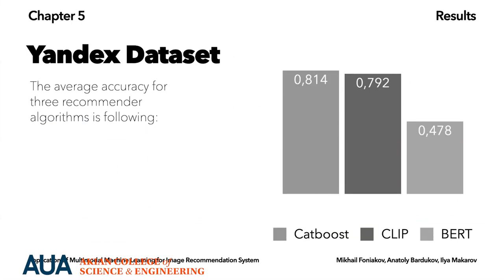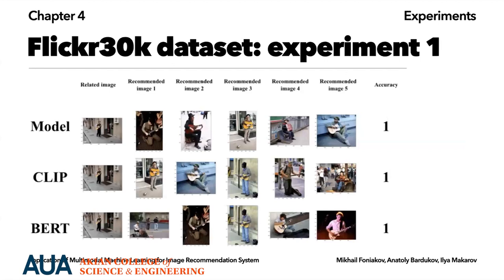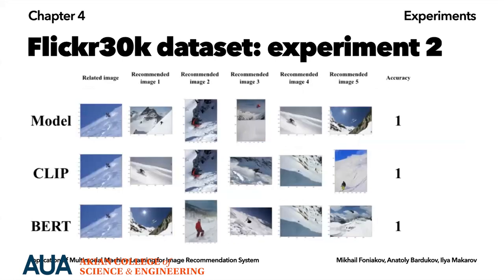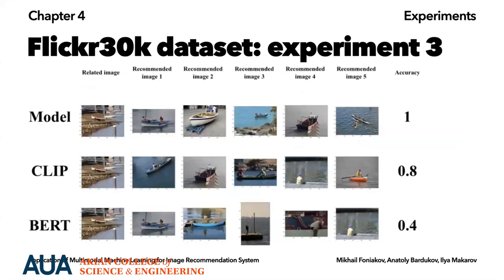Also, I did an experiment for the Flickr image dataset. The Flickr image dataset is simpler than the Yandex dataset. So in experiment 1, all models have accuracy equal to 1, and the second the same. In the third experiment, there are no mistakes of the CatBoost model. For the CLIP vector, there is 1 mistake in the fourth image, so the accuracy is 0.8. For the BERT embedding, the system has mistakes in the third, fourth, and fifth images. The accuracy is 0.4.